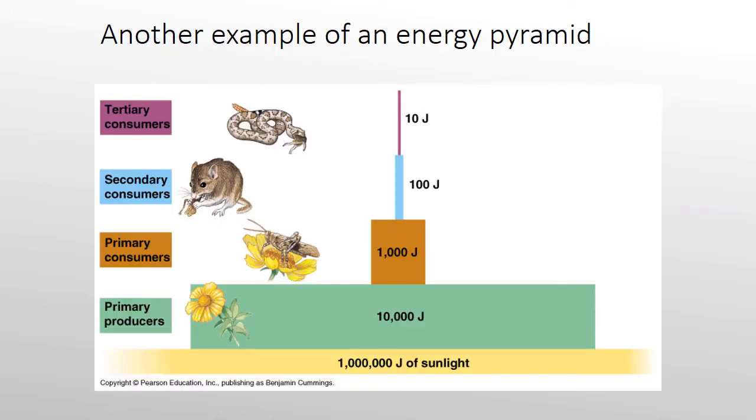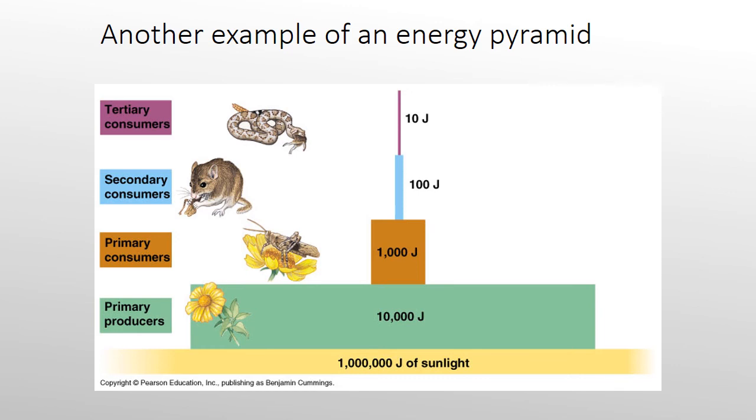Another example of an energy pyramid would be one in a desert right here. You could get little flowers. There's a lot of sunlight coming in here, and only 10,000 joules, that's a measure of energy, actually makes it to the primary producers. Only 1,000 makes it to the primary consumers, here the cricket, and only 100 joules gets into the secondary consumer, and only 10 joules makes it to the tertiary consumer.